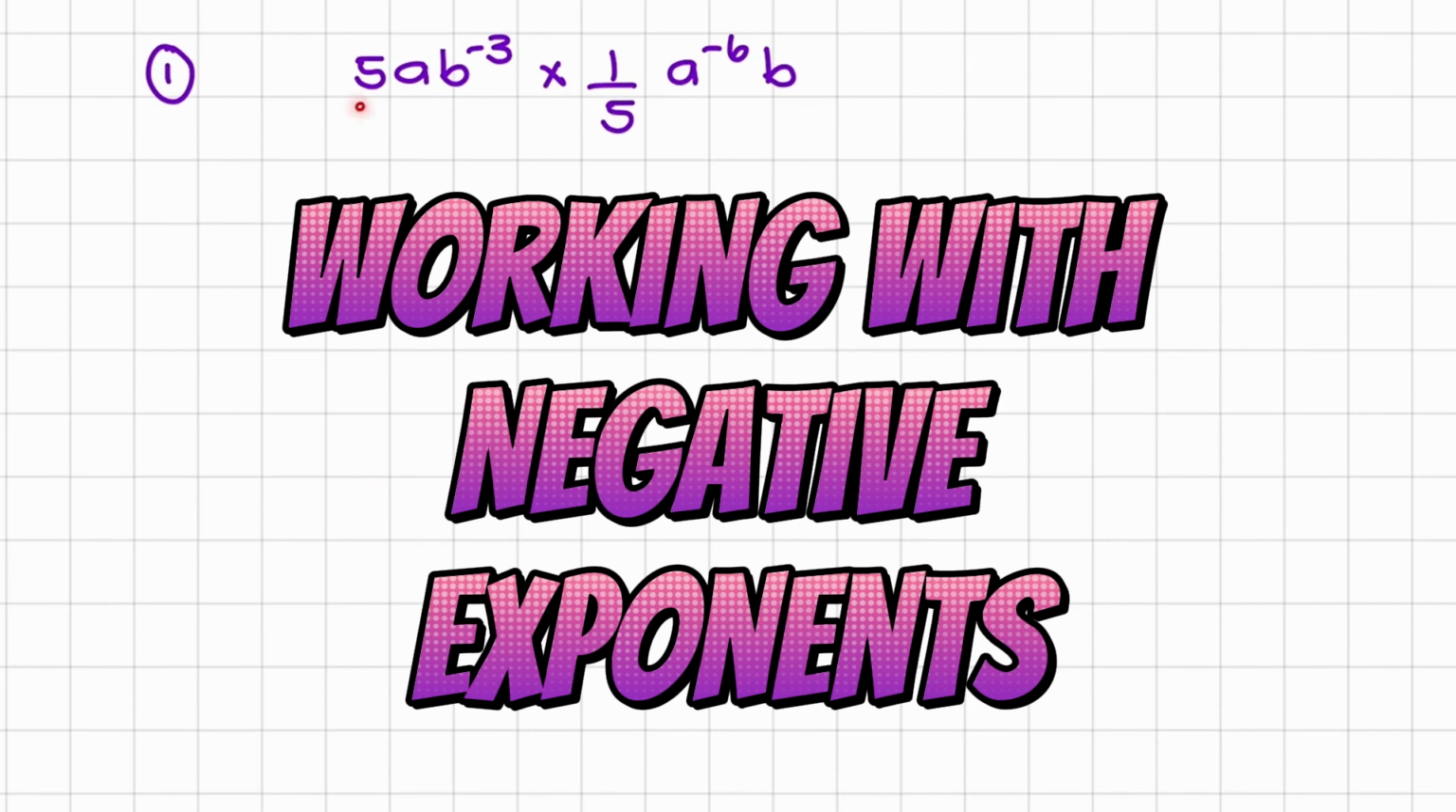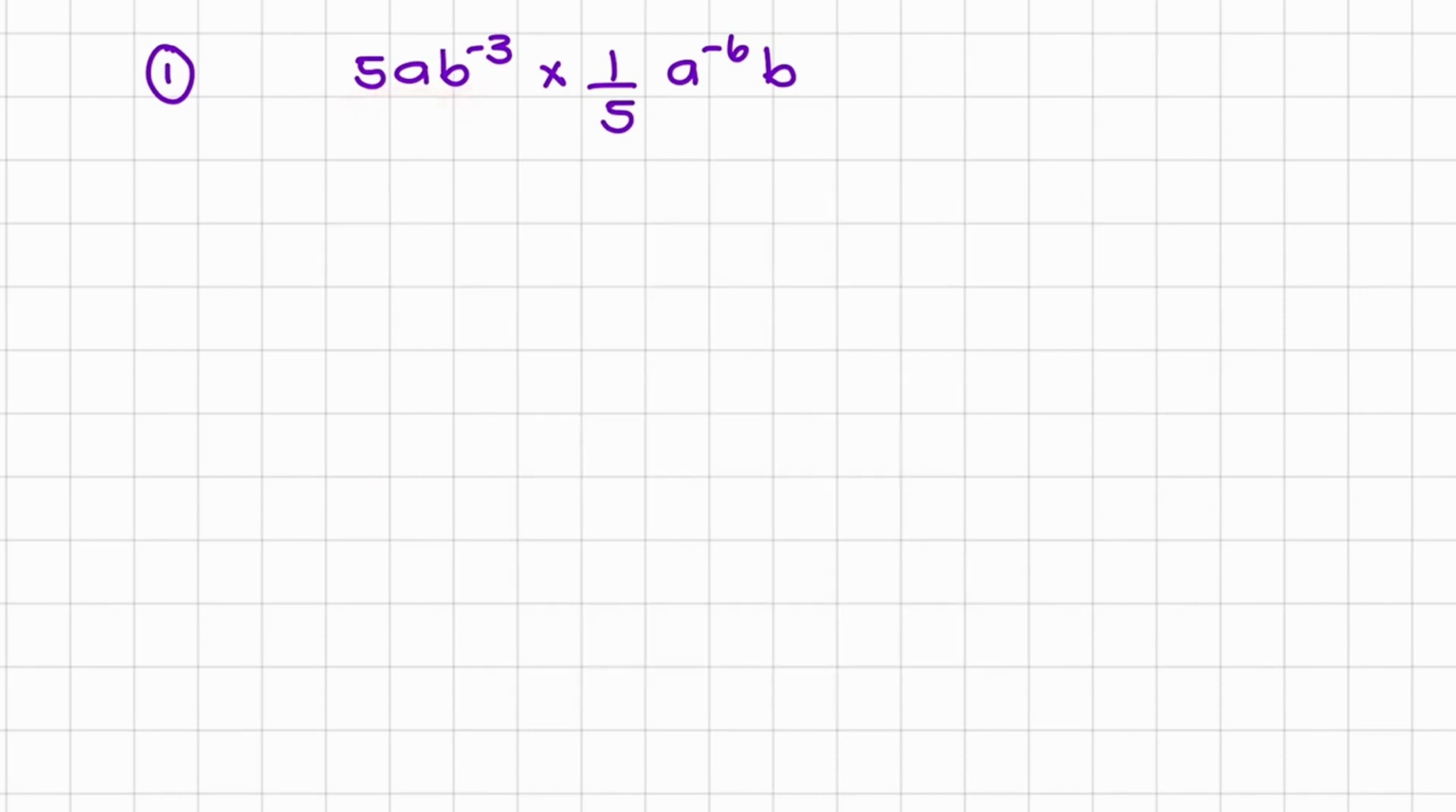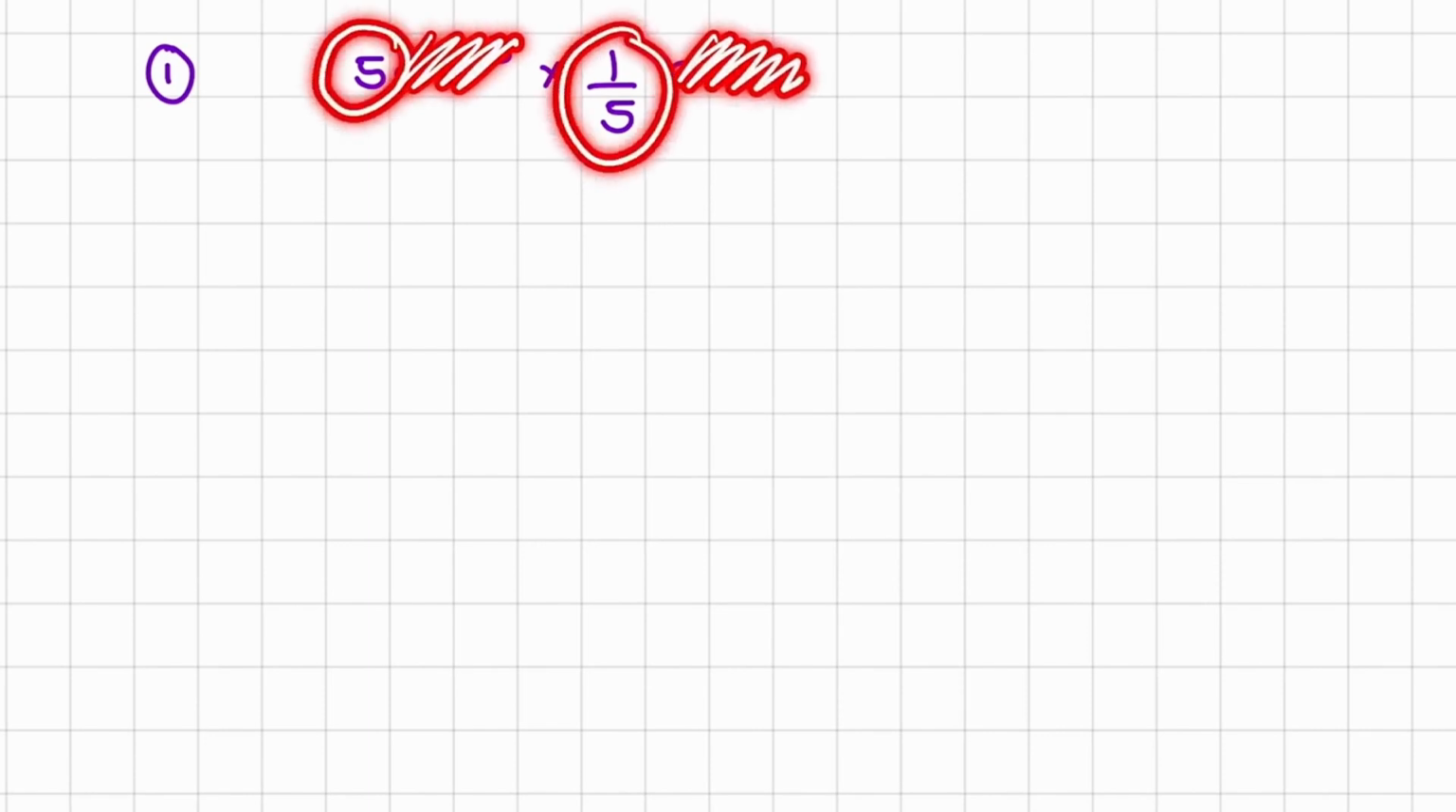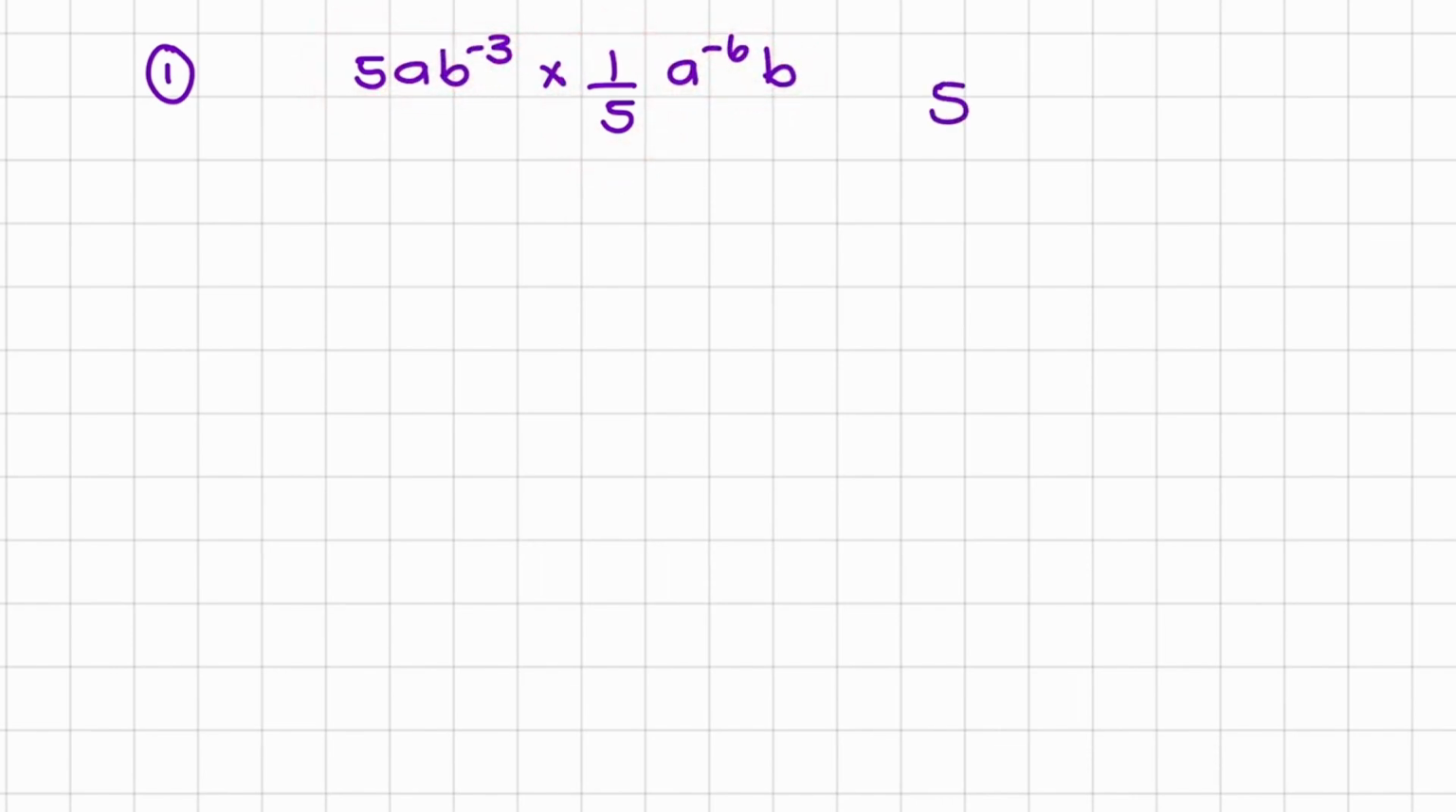Here we have 5ab to the power of minus 3 multiplied with a fifth a to the power of negative 6b. And as I explained before, we do not look at the variables yet, we simply work with the coefficients. So if I say 5 times 1/5, that will be equal to 1, because this is 5 over 1 times 1 over 5, which becomes 1.